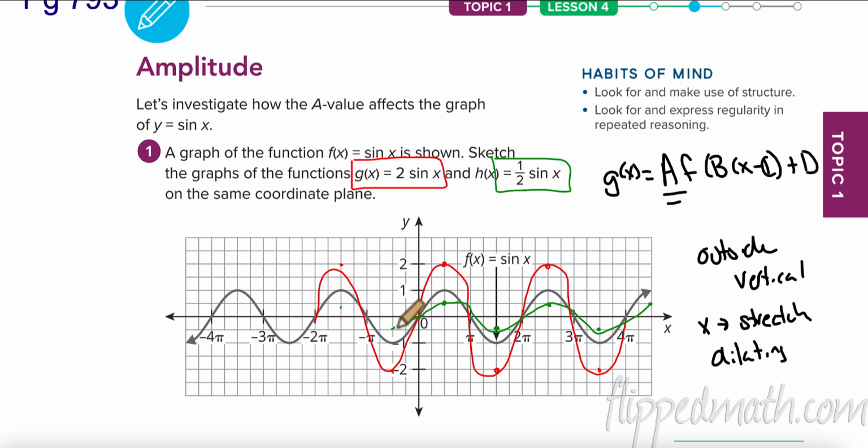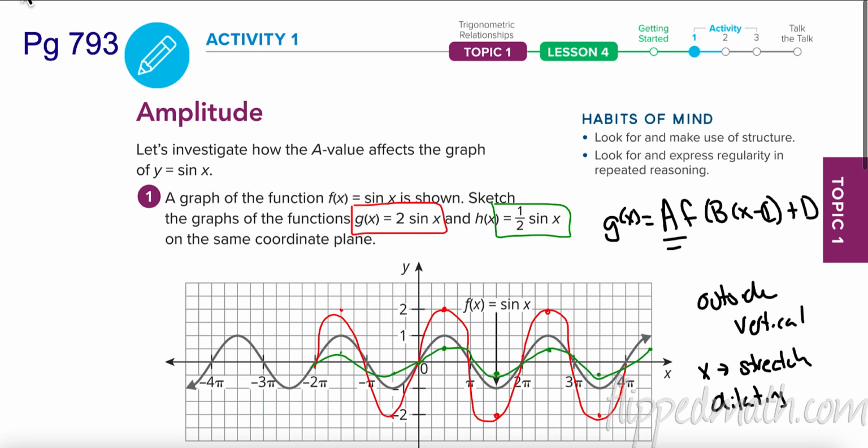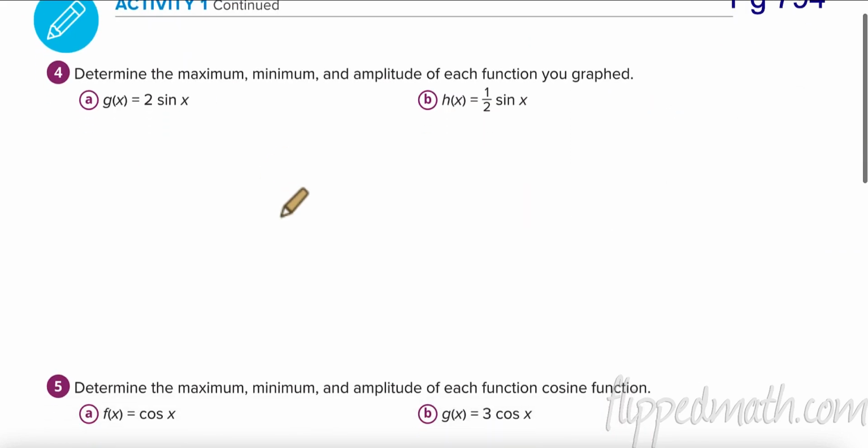We're just dilating the graph. The amplitudes here are now different, right? In fact, the amplitude right here is 2. All right, so if we go over to page 794, this is like the easiest thing. It wants to know max, min, and amplitude.